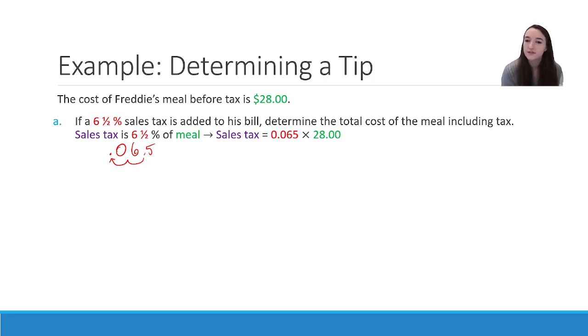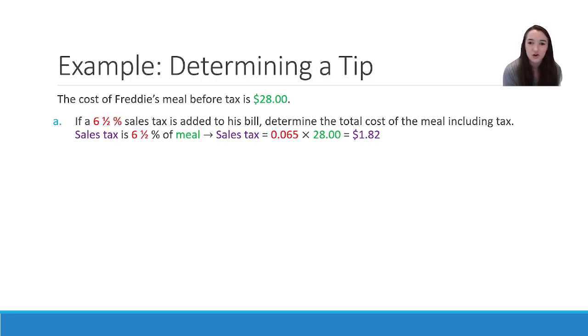So now it's just a matter of actually doing that multiplication. We pull out our calculator, we multiply, we're going to get $1.82. That is a sales tax that would make sense on a $28 meal, right? $18.20 wouldn't make much sense. And $182 definitely wouldn't make sense, right? So that's how you know. You can check, did I put the decimal in the right place? Does this make sense as a sales tax?